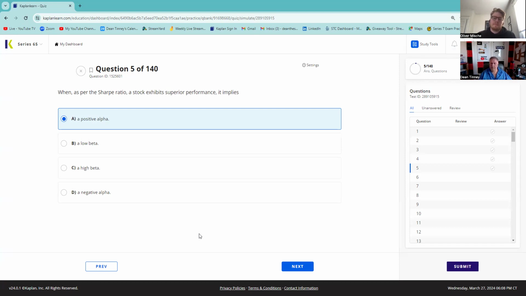And then Sharpe ratio, remember, not going to make you crunch it, but a higher Sharpe ratio is good. It's based on standard deviation. It just means you're getting more return per unit of risk.